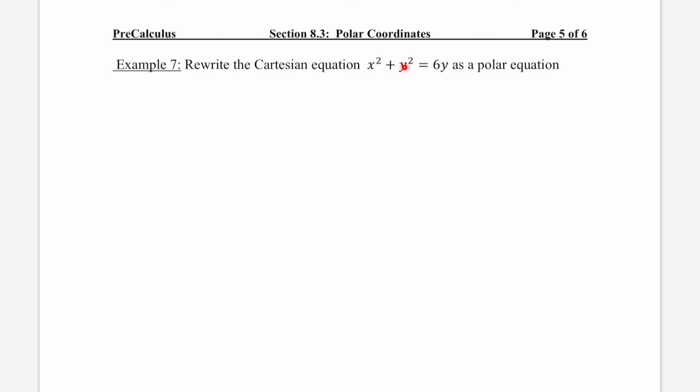Remember in the previous page, when we're trying to solve for r, we use the equation r squared equals x squared plus y squared. So basically, I can substitute x squared plus y squared with r squared. So since r squared equals x squared plus y squared, I will substitute that with r squared equals 6y. Remember, a polar equation will only have r and theta. I'm not allowed to have x or y in the polar equation. So I'm good on this part.